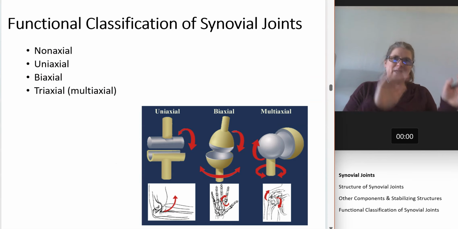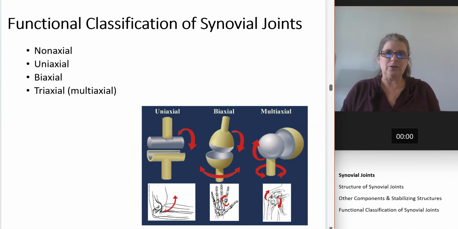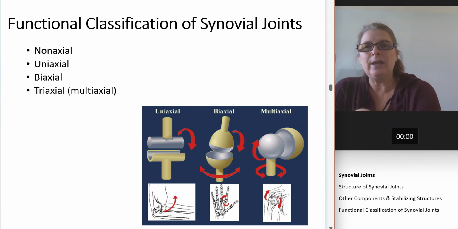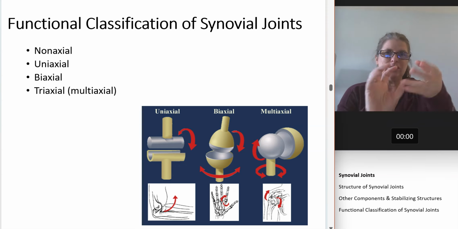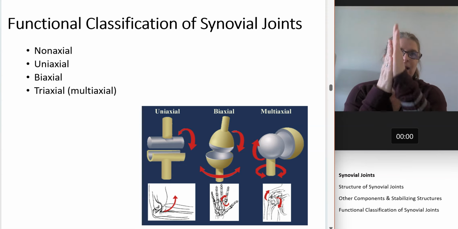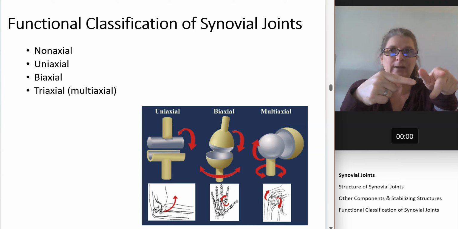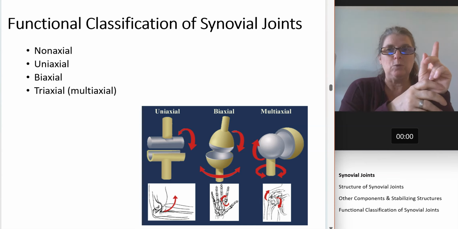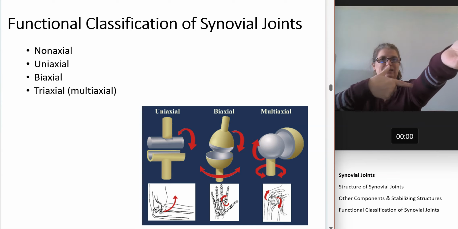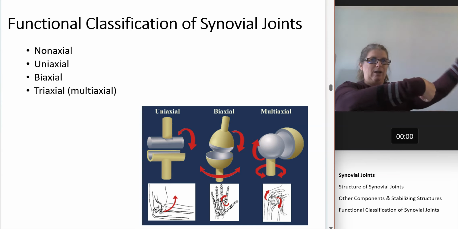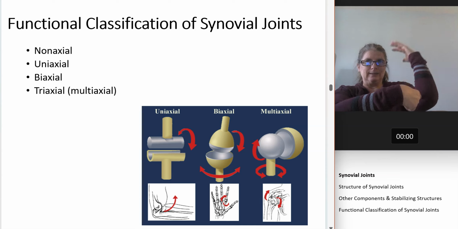Now, based on that kind of idea, we have a functional classification of joints, and you've seen these words before. They can be non-axial, which means they don't actually move, they just kind of move side to side or glide. But if you have an axis, it's an axis of rotation. Uniaxial means it has one axis to rotate on. They're pretty straightforward. If I had an axis through my elbow, I'm pivoting, right? I'm moving around that one axis.